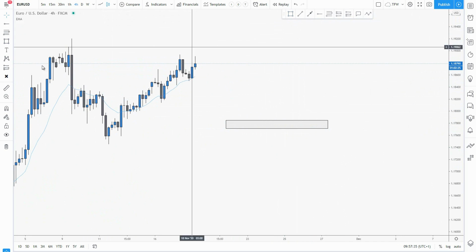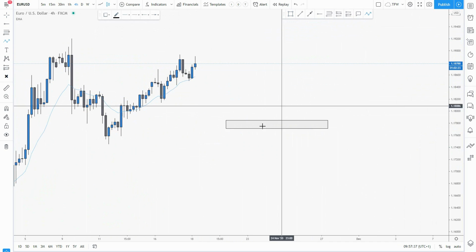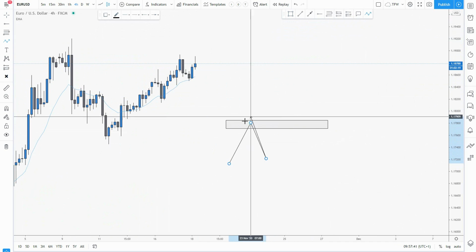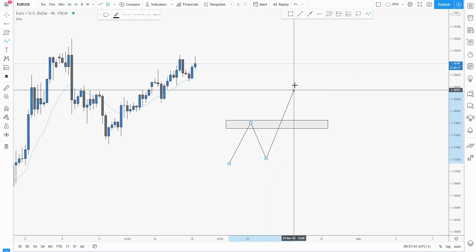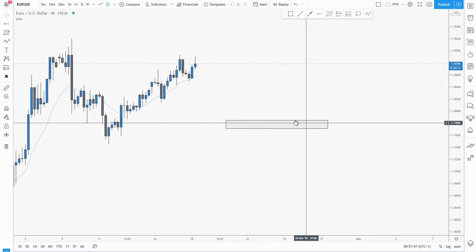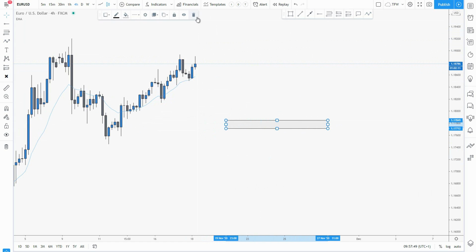So for example, a support, let me just get the tool. So for example, the market taps into that level and pulls back. This becomes a resistance level. But if a resistance level is broken, then it becomes support from the other side. So you can potentially target that area as a support and resistance.